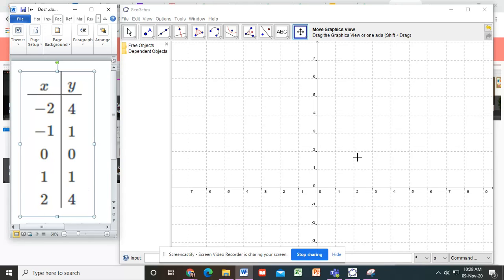our Cartesian plane. Now, parts of the Cartesian plane, this is our vertical line, the y-axis, and our horizontal line, which is our x-axis. So, on this table, we have the x values and the y values. So, if they are put together, we call it an ordered pair. We have -2 and +4.